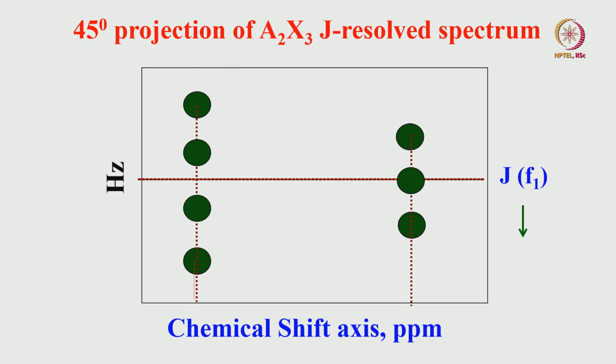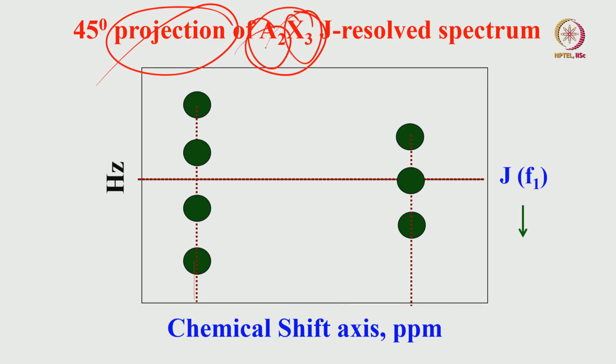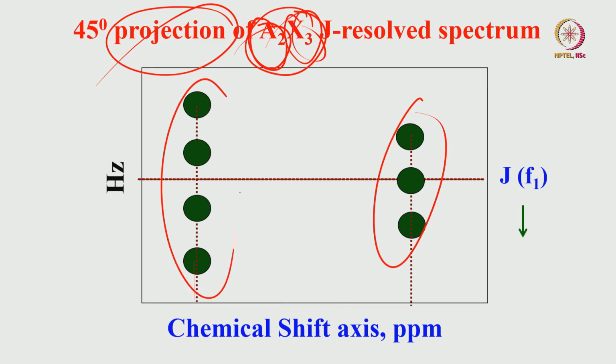This is called 45-degree tilted J-resolved, not projection, the 45-degree tilting of A3X2 or A2X3 spin system. A2 is going to be a quartet because of X3, X3 is going to be a triplet because of this, and that is what we see, triplet and a quartet.